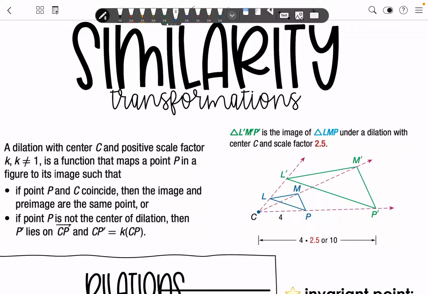Hey everybody, so we're going to be talking about similarity transformations today. I want to remind you that with similarity transformations, they're keeping things proportional. Pretty much similarity transformations are just dilations, what we were talking about in transformations in that chapter. Here's a reminder that this is our scale factor of 2.5, meaning we multiplied it. And here's some info right here about dilation. It's there for you to read if you need it, but we're going to keep going.